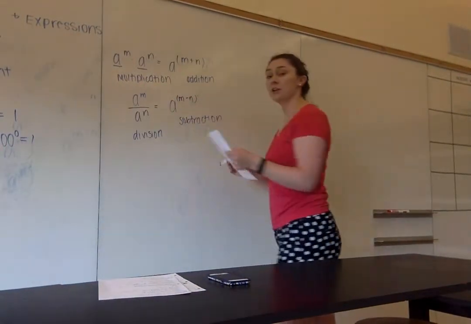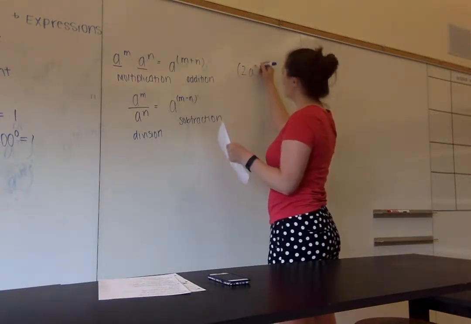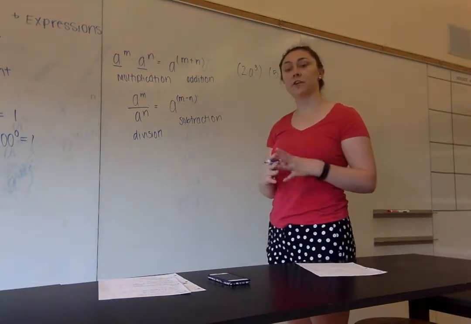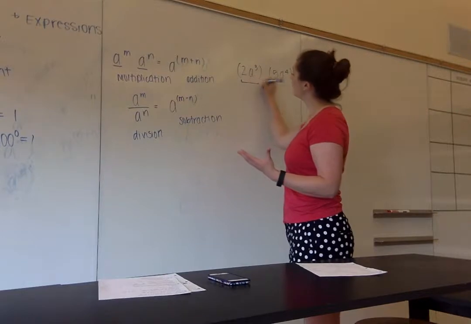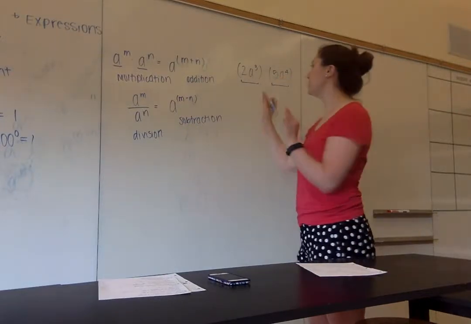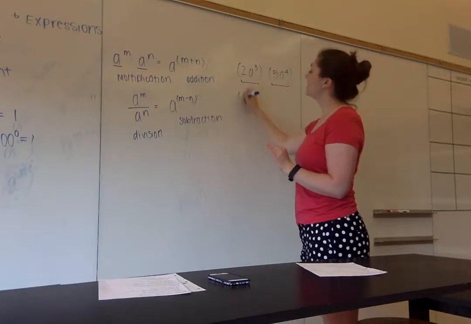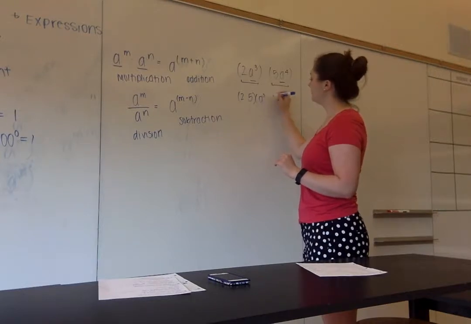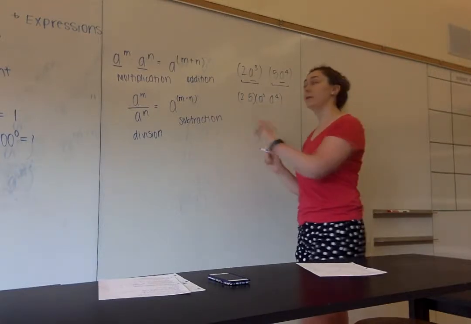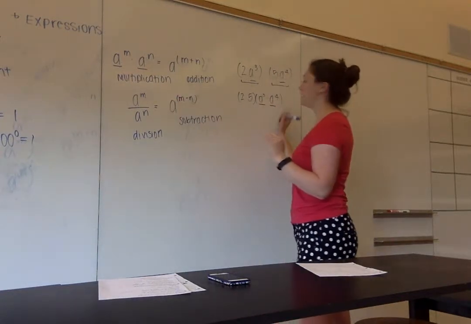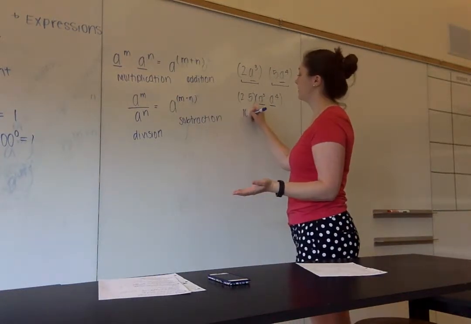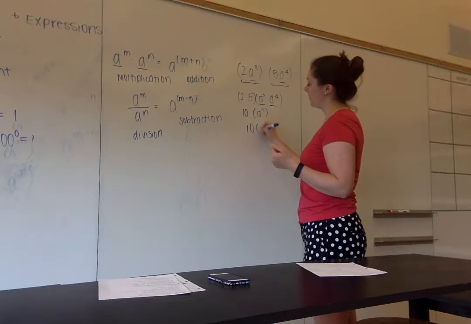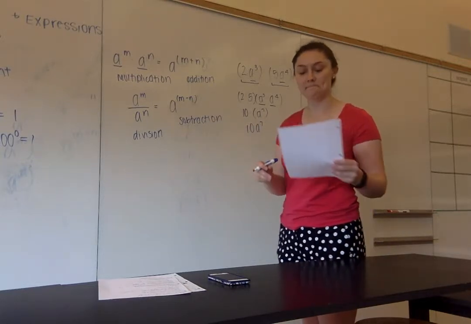If you look at our first example, we have 2a to the third times 5a to the fourth. What we want to do first is combine like terms. If you look at each of the terms, you notice this one has a coefficient as well as this one. So you bring the 2 and the 5 out, and then you bring both terms with variables together. Now, we have 2 a's. What can we do with the exponents? That's right, we add them. So then we have a to the 7th. Our final answer is 10a to the 7th.